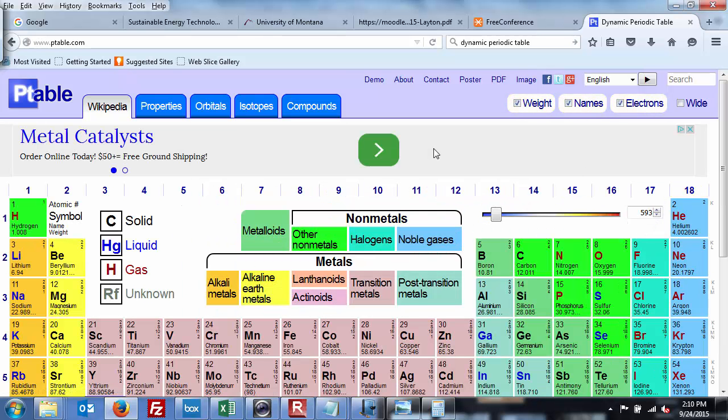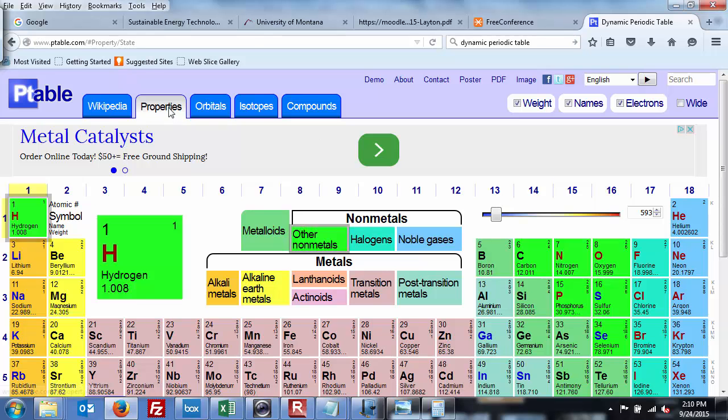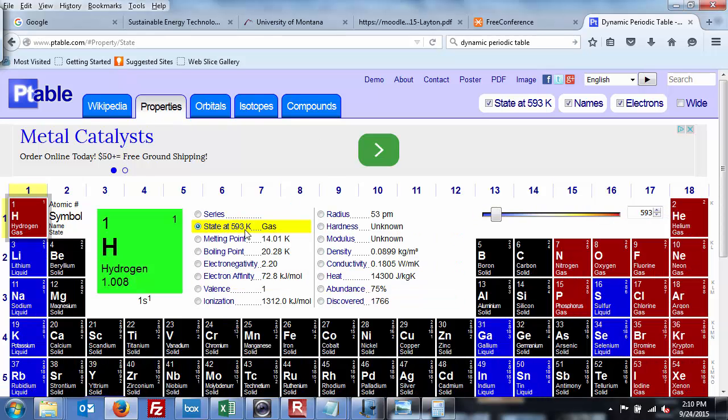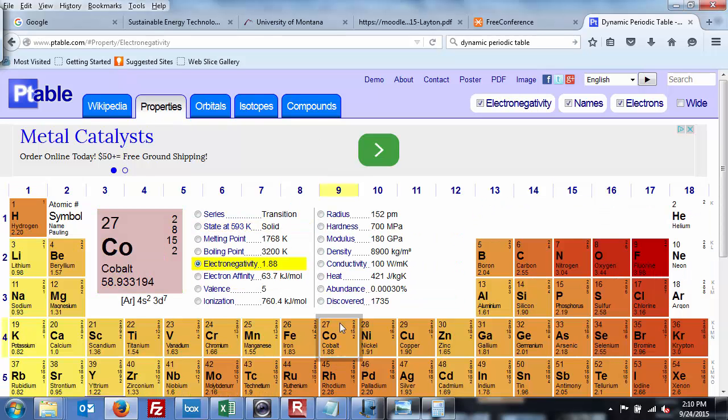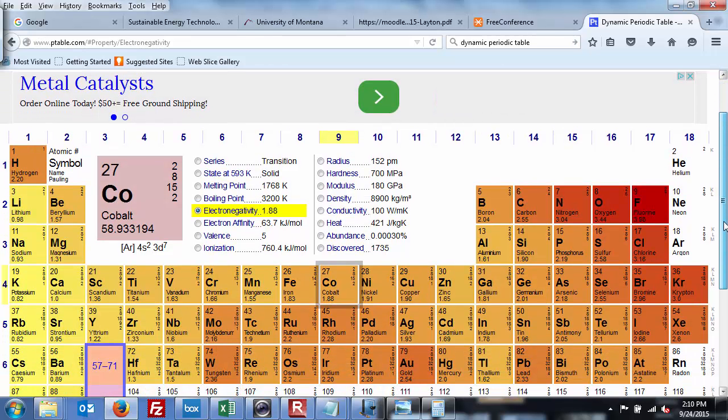If I'm not mistaken, there used to be, oh, here we go, electronegativities. So for each atom in the periodic table, the electronegativity is more or less telling us, on a relative scale, how tightly or untightly the electrons are bound to the particular element.